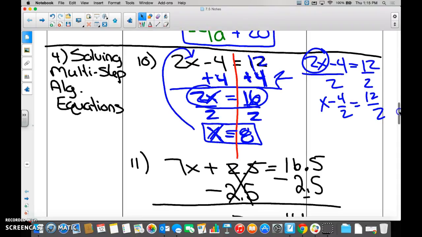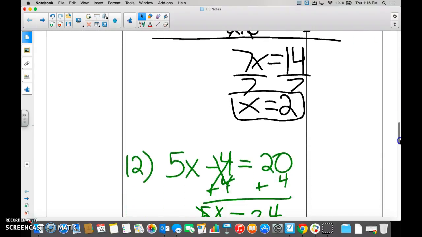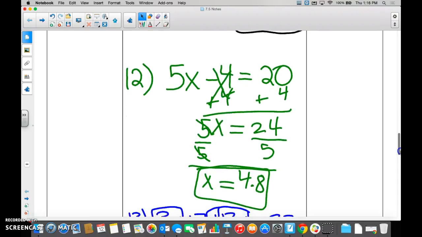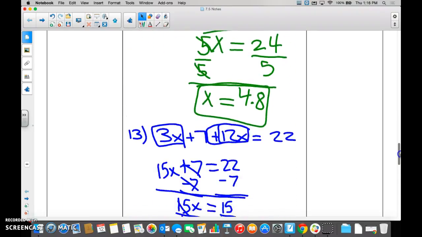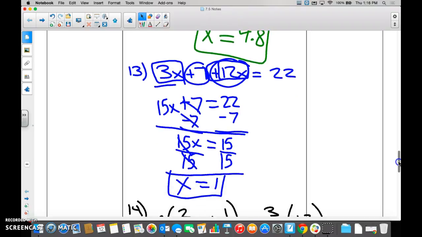We're going to skip over number 11. You can use that for your own reference. We're going to skip over number 12, which I think some of you did in class, and it looks beautiful. Number 13, really important on 13. What did we do before we started solving? We had 3x, we had 7, and we had 12x. We combined like terms first, right? Yes. Wonderful.